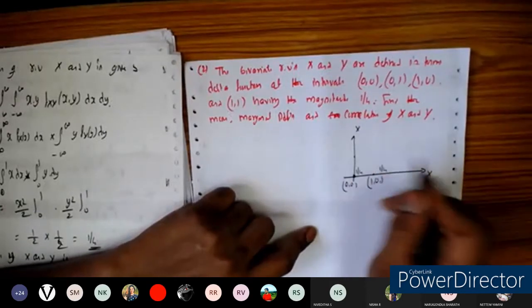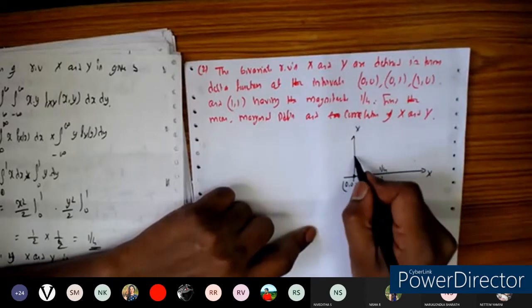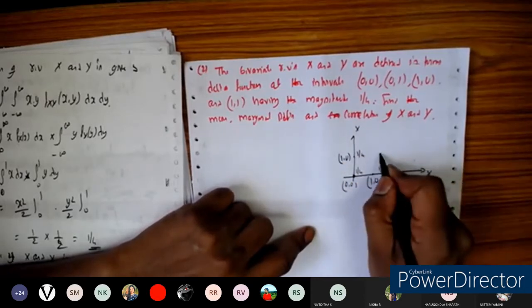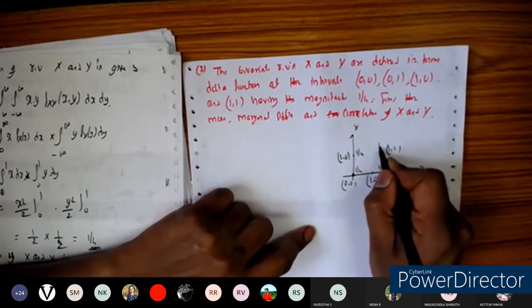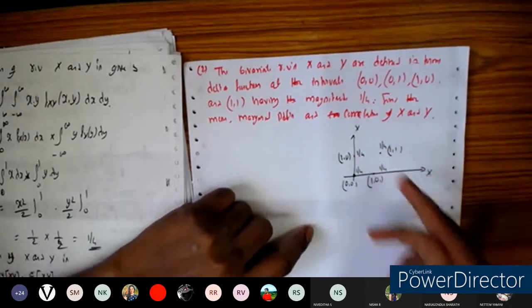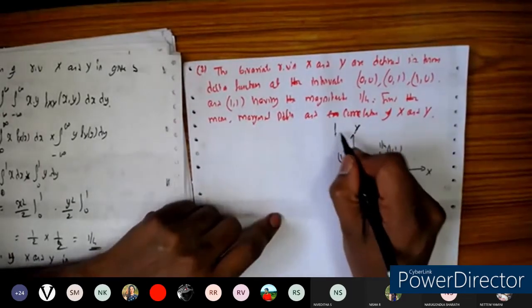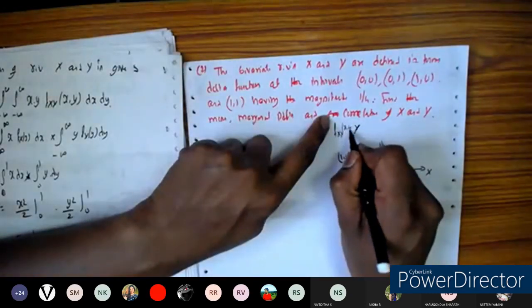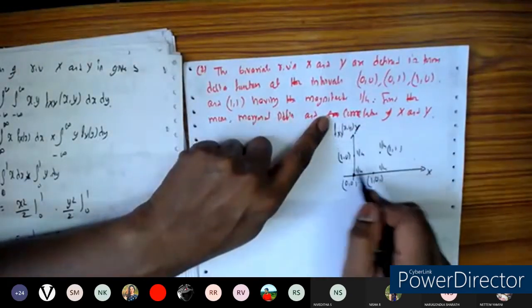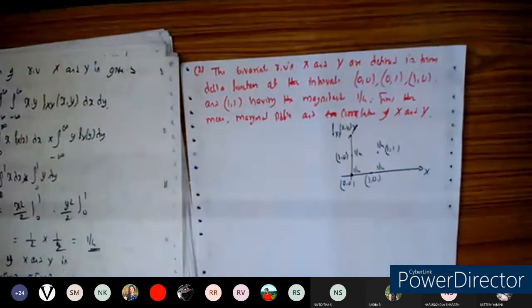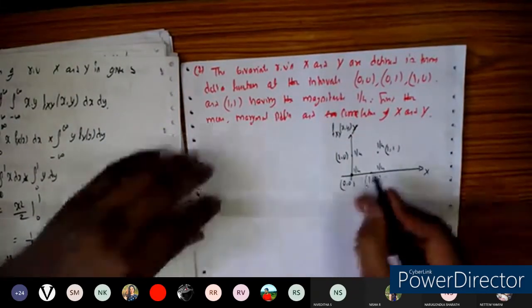So it will be defined in terms of the delta function. You know about the delta function from signals and systems, right? At 1, 0, the magnitude is defined, equal to 1 by 4. At 1, 1, the magnitude is also 1 by 4. This is how the bivariate PDF of the random variable, f_XY of x comma y, is defined at 0, 0, 1, 0, 1, 1, and 0, 1, in terms of the delta function.